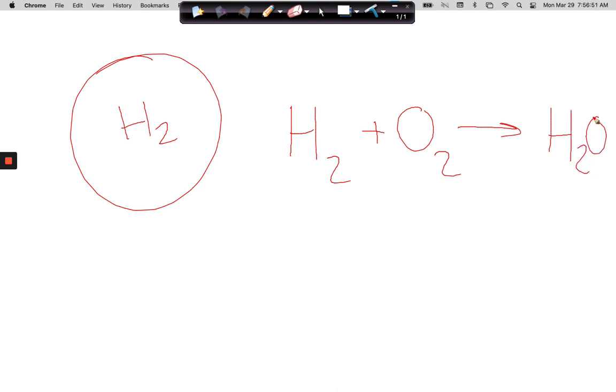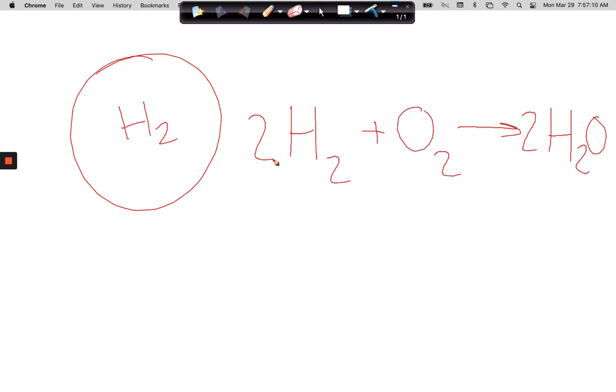But then, guys, we need to balance it. 2 hydrogens, 1 oxygen. So we need a 2, and we need a 2, and it would be like this. And then we would identify that as synthesis. But then, guys, we've got to add subscripts. Solid, liquid, gas, or aqueous. So let's talk.